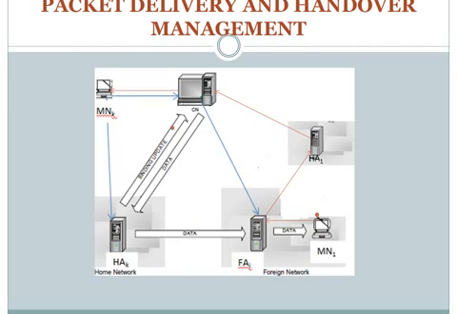From MNK to HAK, HAK to CN, to FAJ and to MN1. On the way back, MN1 to FAJ, FAJ to HA1, HA1 to CN and back to MNK. Okay. So this is the scenario in which CN and MNK are in a home network and your MN1 mobile node is in a foreign network.